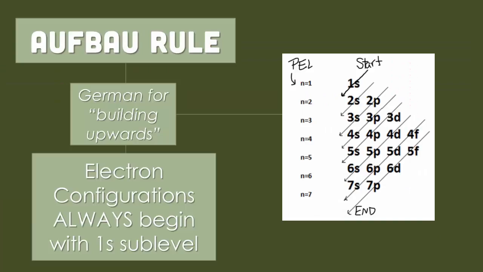So the Aufbau rule, it's German for building upwards. Electron configurations always begin with the 1s sublevel because we have to start with the lowest possible energy for electrons. And again, the closer you are to the nucleus, the less energy you have. When we do electron configurations, it's kind of like a board game. You always have to start at the start. And the start, in this case, is always 1s, which is hydrogen.